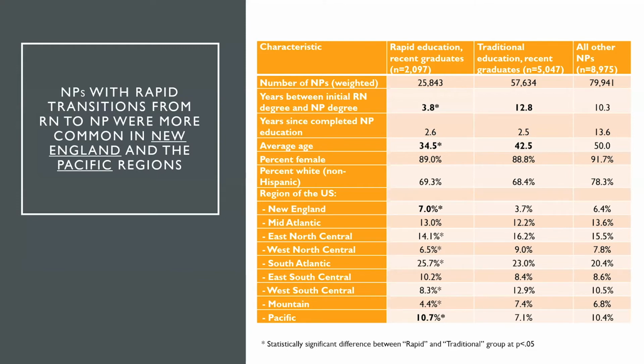And I've got the rapid education in the first column. There were 2,097 NPs in that group that we had survey responses from. The traditional group, there were about 5,000 NPs there, and then all other in the third column.